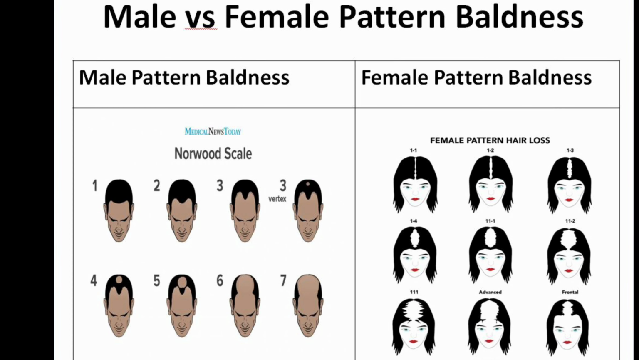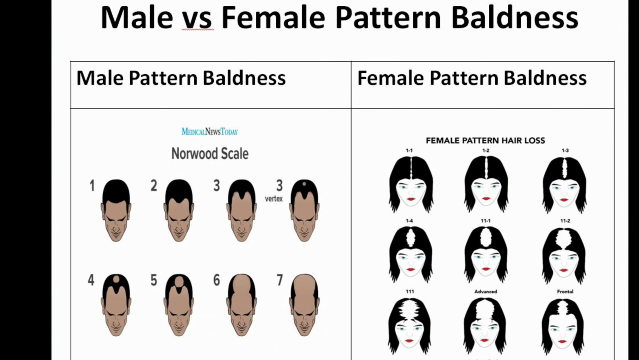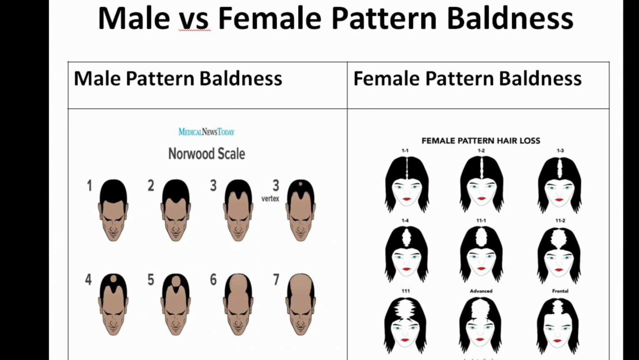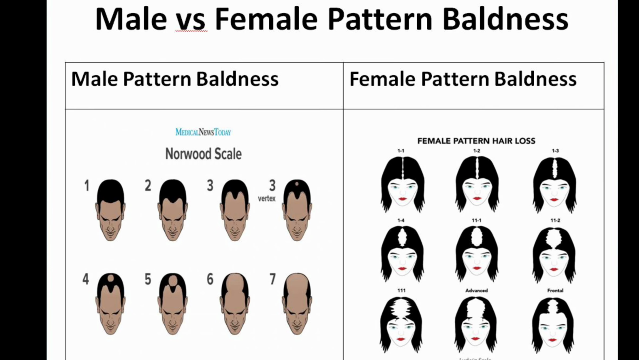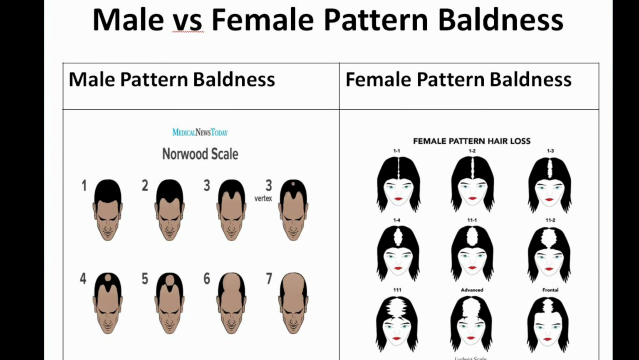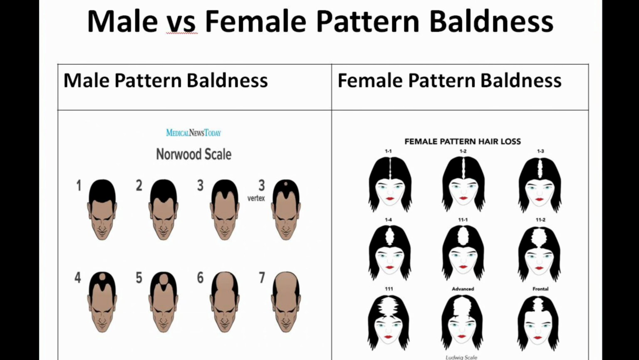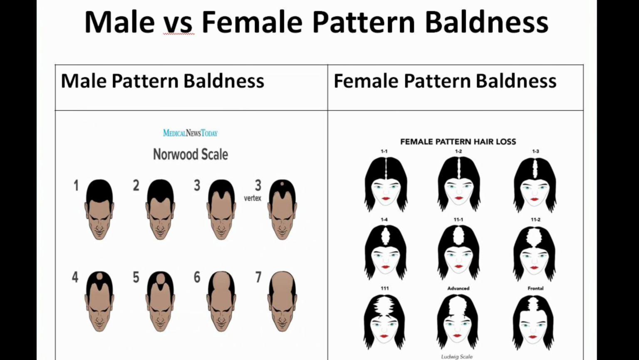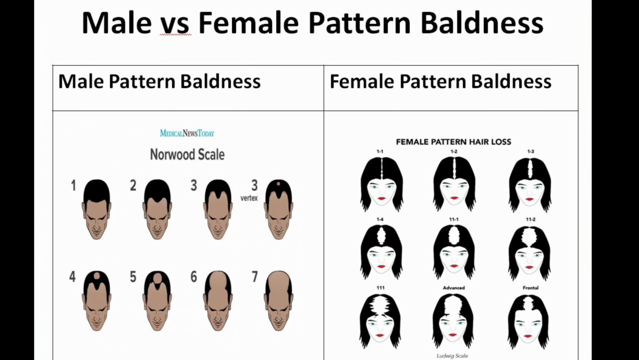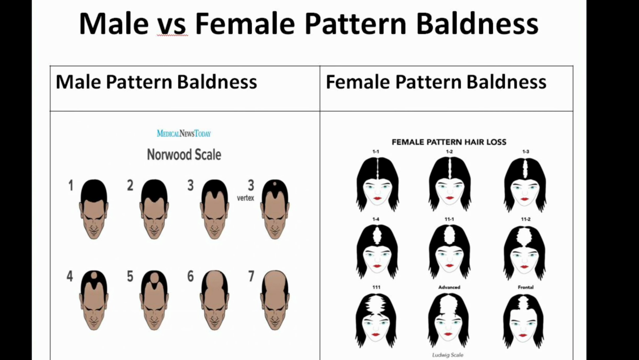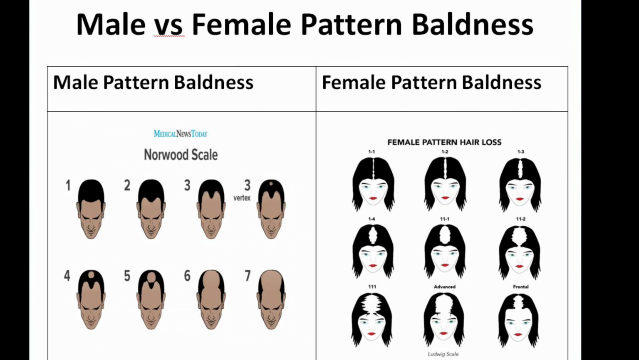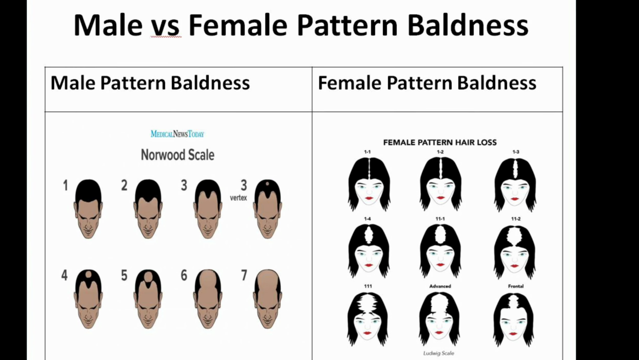Male pattern baldness versus female pattern baldness. In male pattern baldness, the hair extends upward to the crown of the head and eventually recedes outward towards the back and the side. As you can see from the picture, the receding forms an M-shaped hairline.